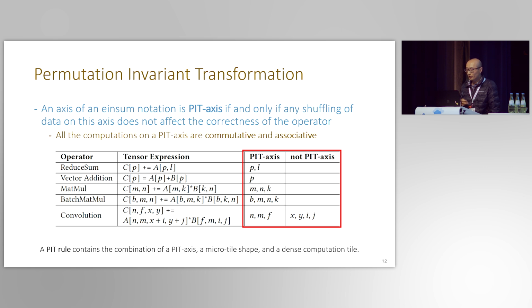Further, we introduce the concept PIT rule. It represents a concrete permutation invariant transformation of an operator. It is composed of a PIT axis, a concrete microtile shape, and a specific dense computation tile. Given our operator, a bunch of PIT rules can be derived with the combination of different PIT axes and different dense tiles.